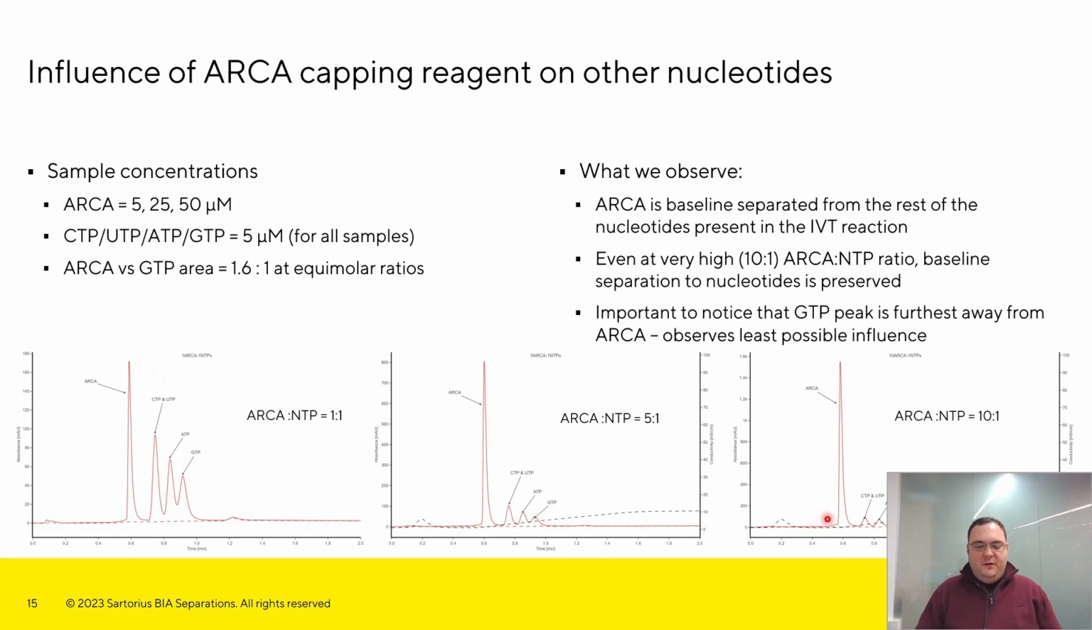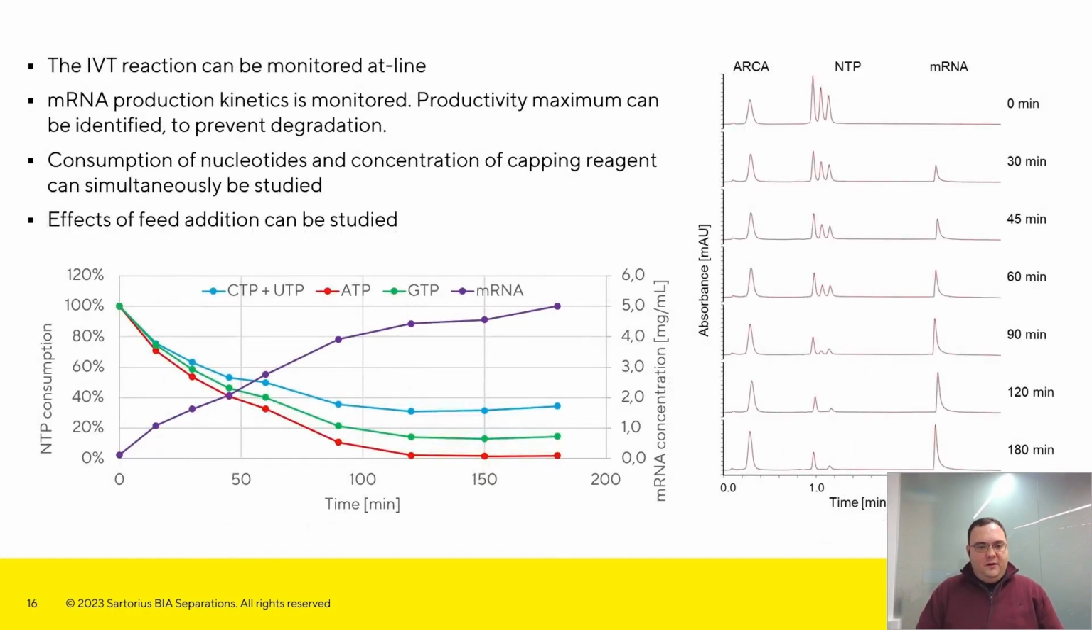But even if we can increase this ratio to 10:1, which would basically mean your IVT reaction is almost depleted of nucleotides, we can still clearly separate all of these species so that they are easy to quantify. The result of this is that you can track all of them in one chromatogram, so your capping reagent, your nucleotides, and mRNA, and do a time course to see what the reaction kinetics actually are. Time course shown here.